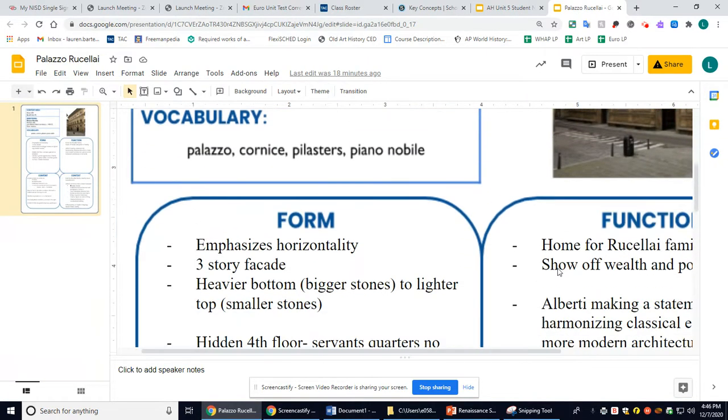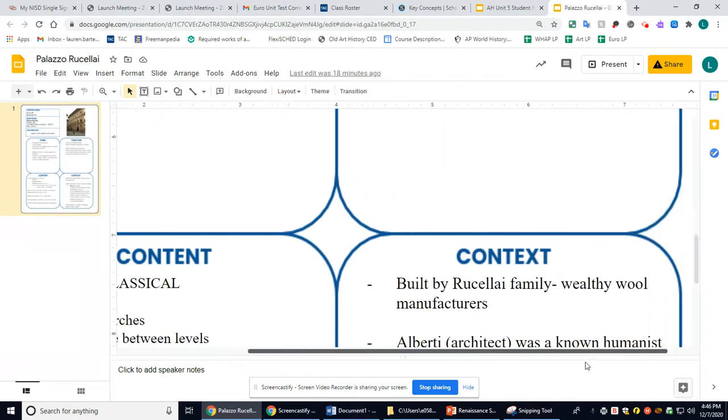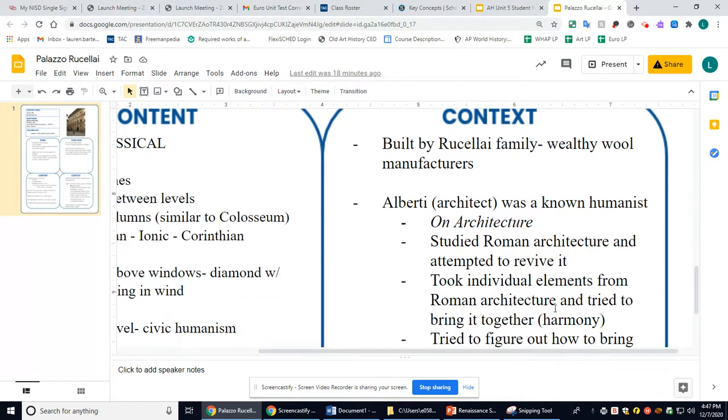Let's go to context first. So this was a home that was built by the Rucellai family, who were wealthy wool manufacturers within Florence. Alberti, the architect they selected, was a very well-known humanist. And so remember, one of the things that humanists really wanted to express was the past, especially the Greeks and the Romans, or the classical period.